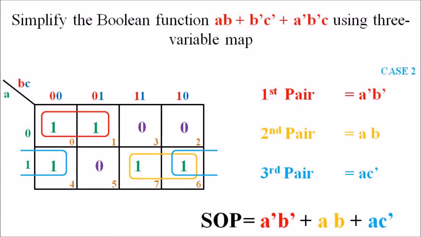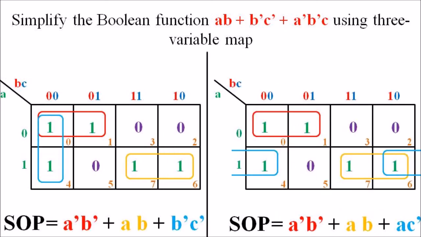In case number 2, the reduced form or SOP is A bar, B bar plus AB plus AC bar. Thus, we have two different SOP solutions for this given function. The first SOP is A bar, B bar plus AB plus B bar, C bar, and the second SOP is A bar, B bar plus AB plus AC bar.